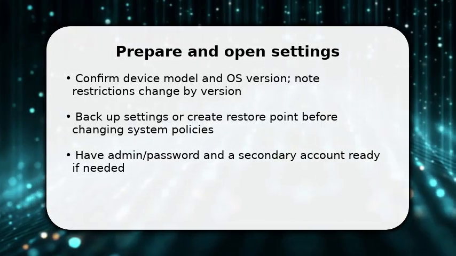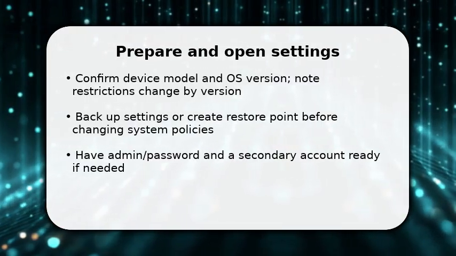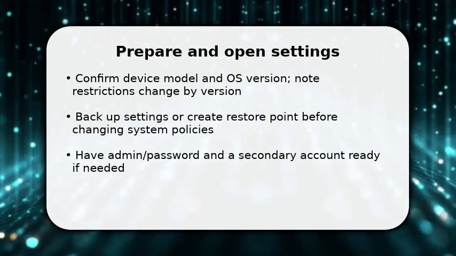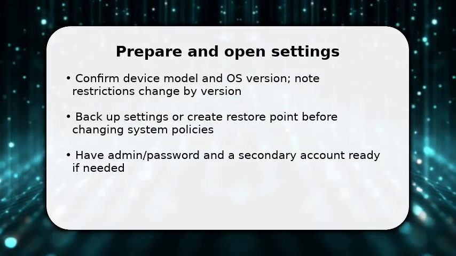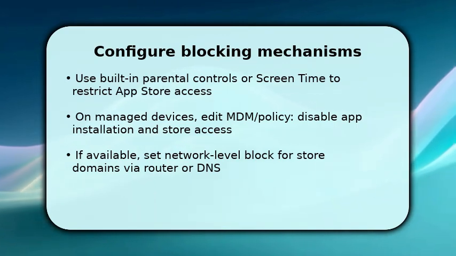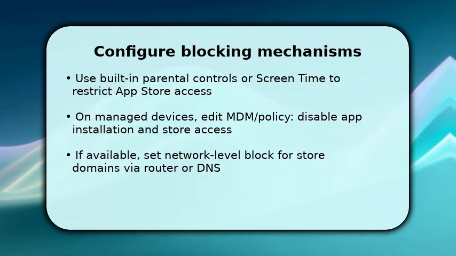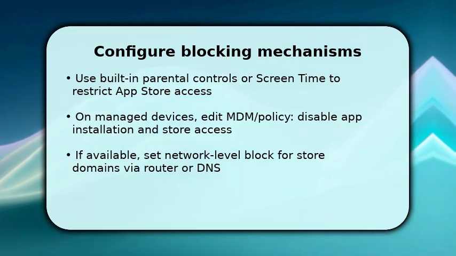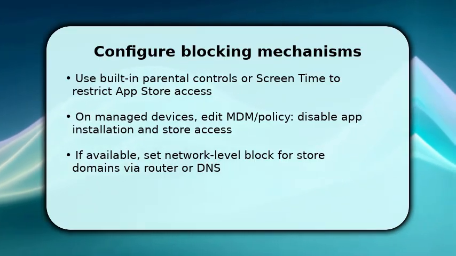Now open System Settings and locate Parental Controls, App Permissions, or Policy Editor to begin the blocking steps. Now you configure the actual blocks. If you're on a consumer device, enable Screen Time or Parental Controls and turn off App Store installs and purchases. Set a PIN to prevent changes.